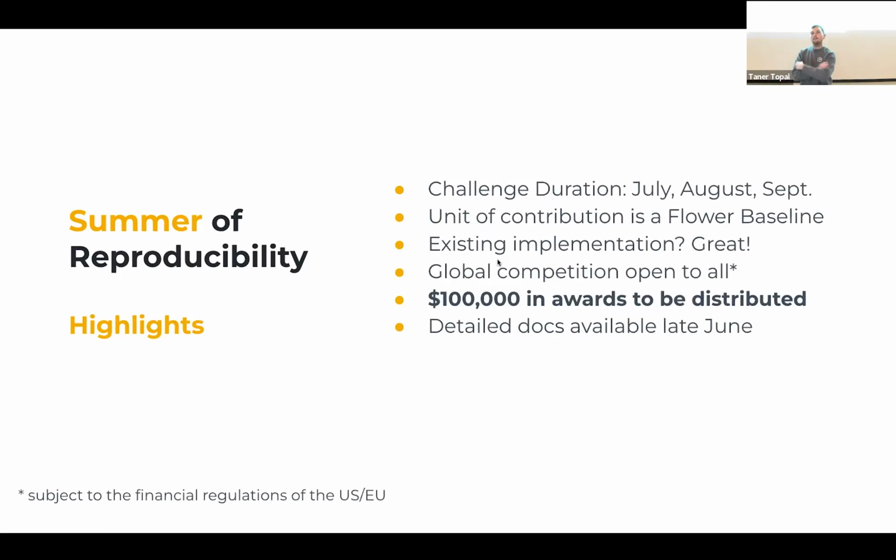The highlights of this process are as follows. Challenge duration is going to be July, August, and September. The unit of contribution, so how do people participate? The unit of contribution will be a Flower baseline. And that's important because it includes the structuring of the documentation, the code, unit tests, and APIs that people can just blindly use without having to understand the internals. So that's the unit of contribution.